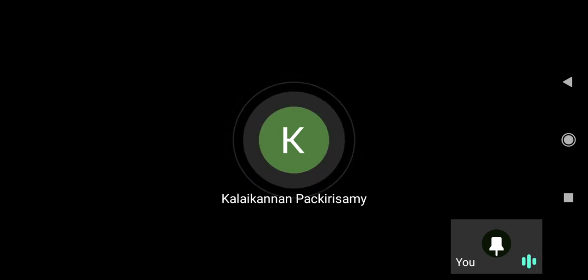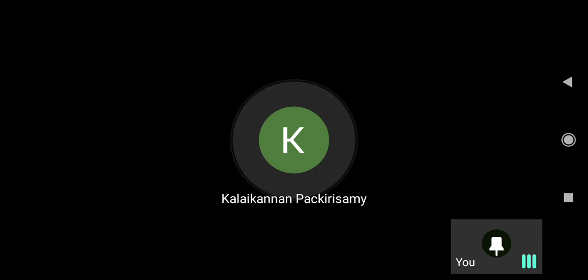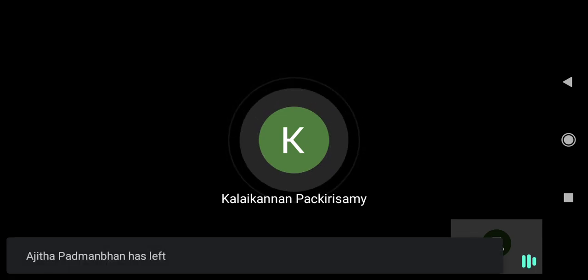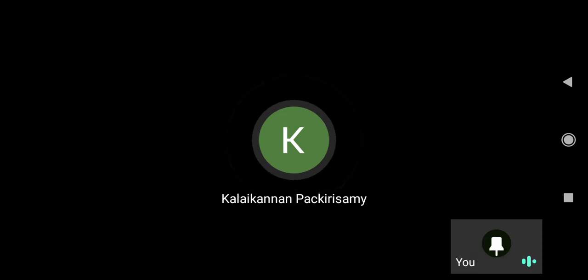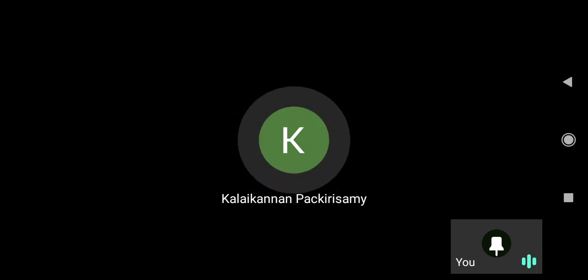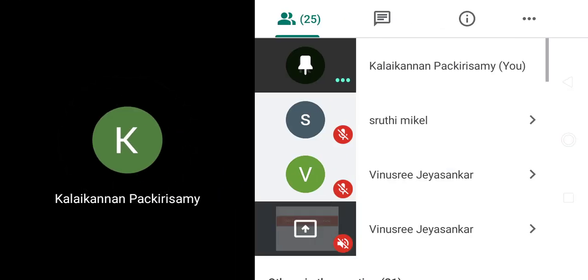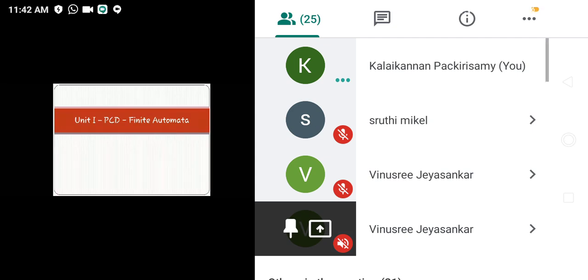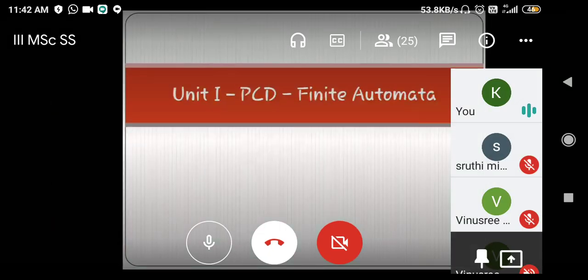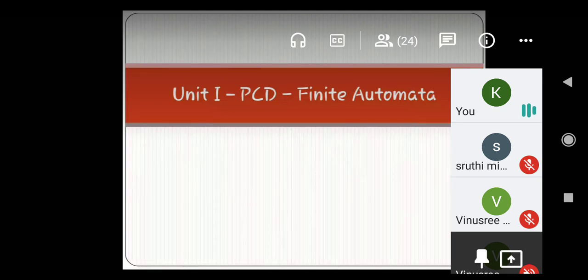So this is going to be the combinations. You will have the combinations of any number of a or any number of b, but it must end with abb. So this is going to be the condition that we have in this regular expression. Okay, so this is going to be the overall concept that we have.